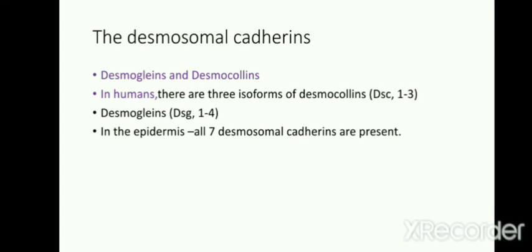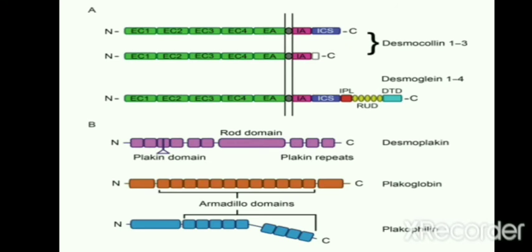In the epidermis, all seven desmosomal cadherins are present. DSG2, desmoglein 2 and desmoglein 3 are mainly distributed throughout the lower layers of the epidermis, whereas desmoglein 1 is expressed at a higher level in the upper layers. Desmoglein 4 is primarily expressed in the hair follicle and in the granular layer.